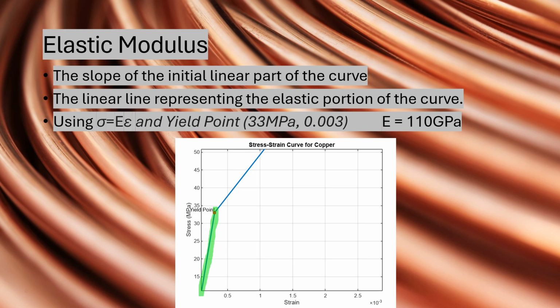The elastic modulus is the slope of the elastic region of the curve. As you can see here, highlighted in green, that is the line we've used to find the elastic modulus. We use the equation stress equals elastic modulus times strain, and the yield point, which in this case is 33 megapascals and 0.003 strain. Using this, we find that the elastic modulus is 110 gigapascals.